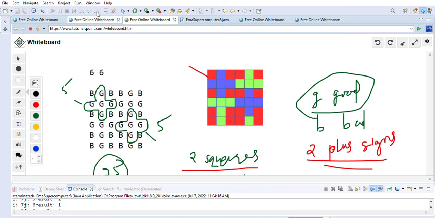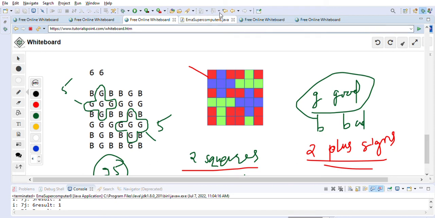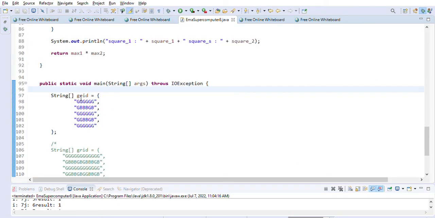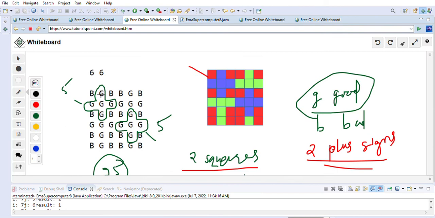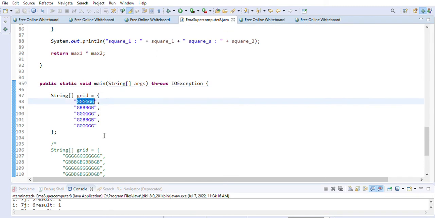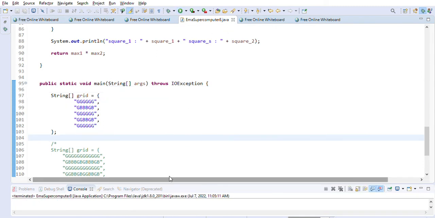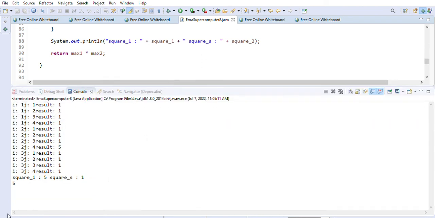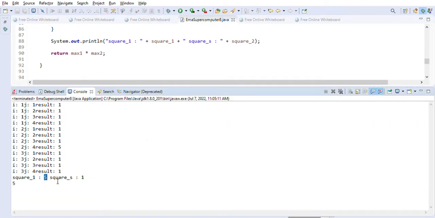So we can create this example 6 by 6 grid here. Let me create this B, G, B, B, G, B, or we can take this example, that is fine. So let's take this example and make sure it works. So this one has one square, it finds 5, and the second square it finds 1, right? So it gave us area 5 into 1, which is 5, right?